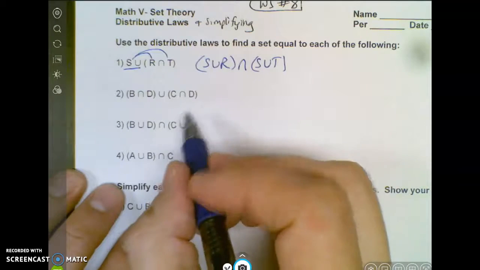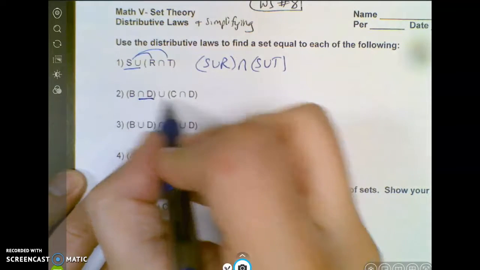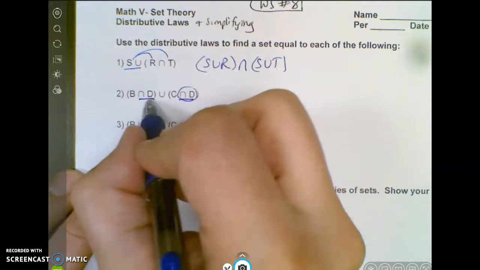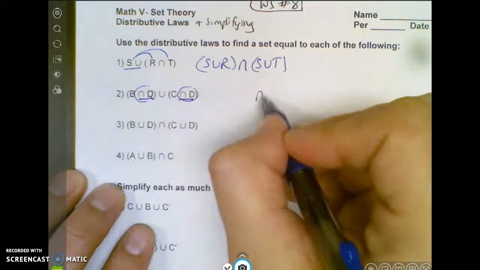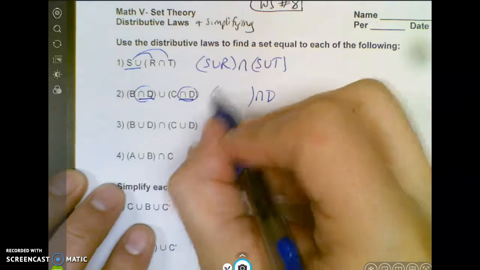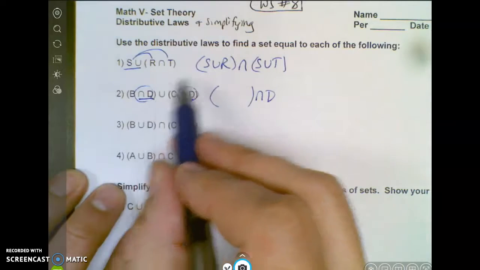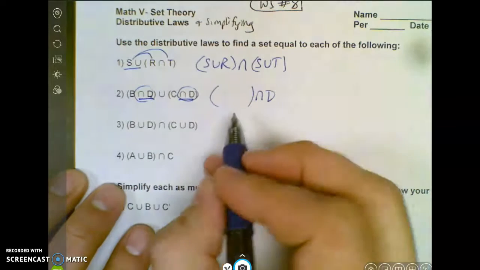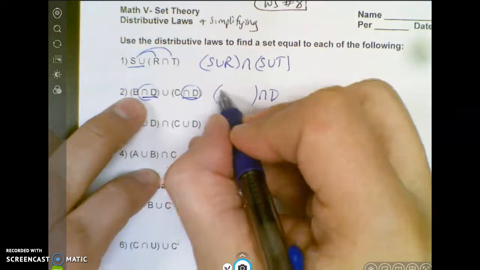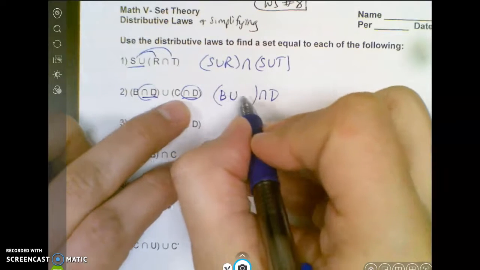But here's something else. If you notice that they both have an intersect D, you can take that out. It's like called factoring. If they both have one of these, I can take it out at the back. And guess what's left over? A union B, and a union C.